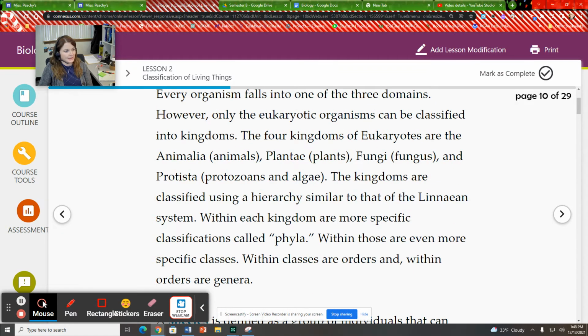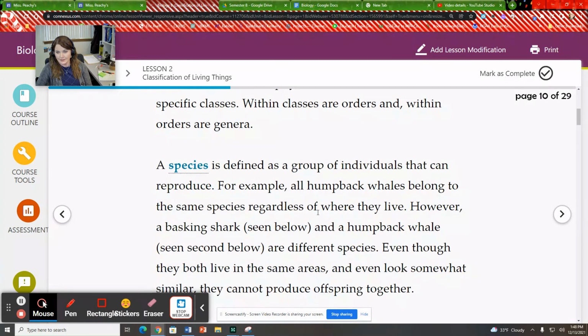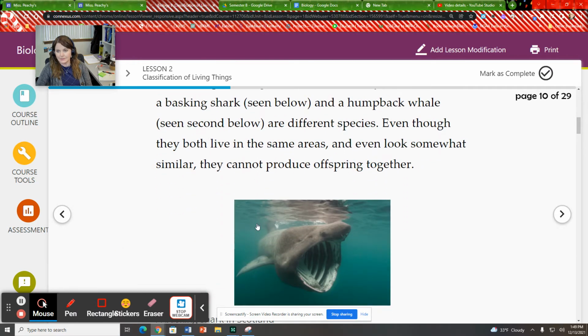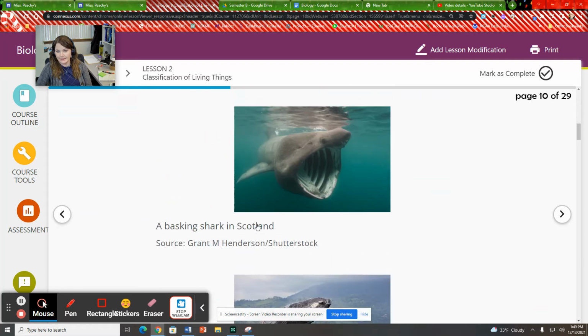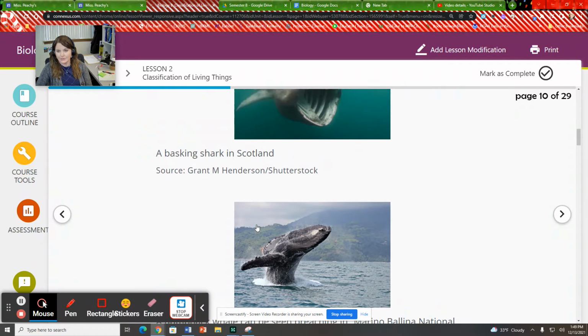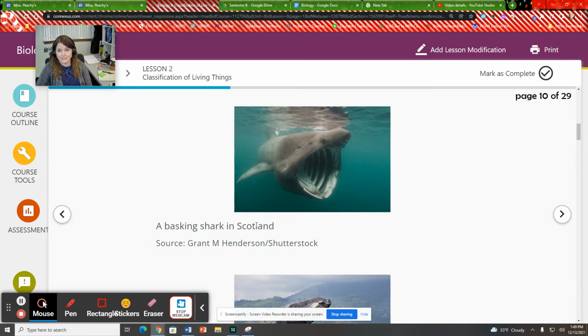And then we get into the narrowest type of classification, species, right? From domain all the way down to species, species are going to be your most specific type of group. It says here, for example, all humpback whales belong to the same species regardless of where they live. However, a basking shark and a humpback whale are two different species, even though they both live in the same area and they look a little bit alike. So here's your basking shark, here's your humpback whale. They do not belong to the same species, even though they live in the same area and have a similar appearance.